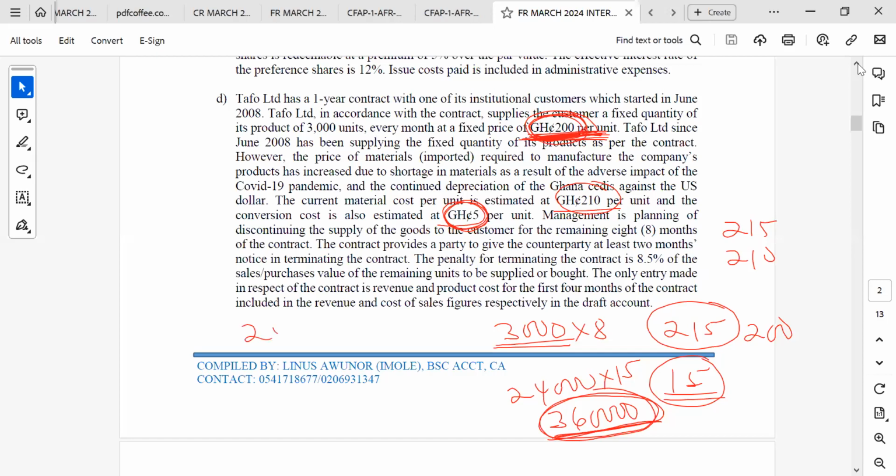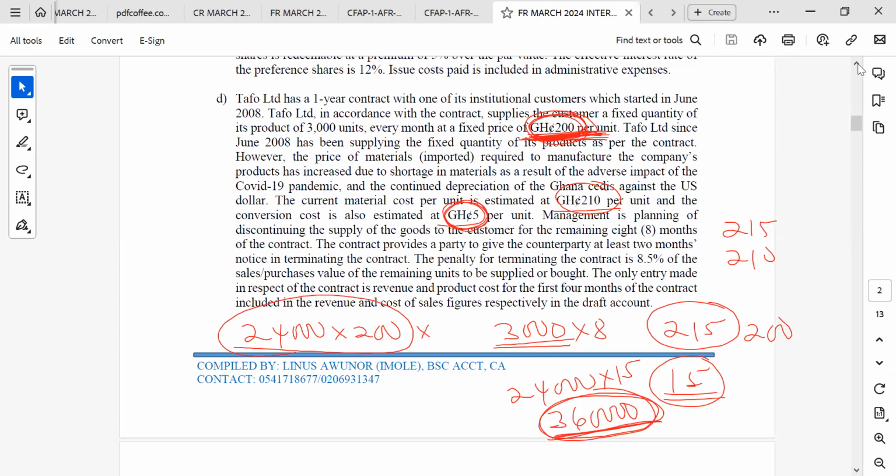You are going to be supplying 24,000 units. That is for 8 months, 3,000 every month. What is the amount that you'll be receiving from it? One unit is 200, so you multiply by 200. This will be the selling price of the total units that you'll be supplying over the remaining 8 months.